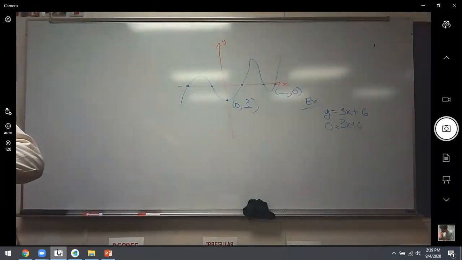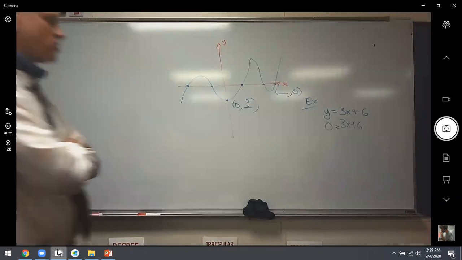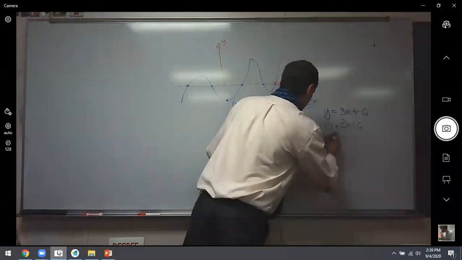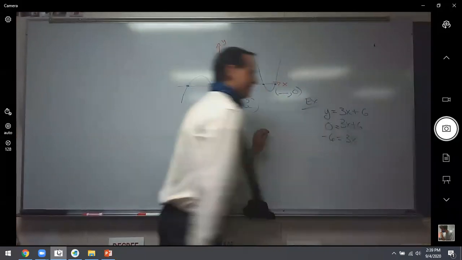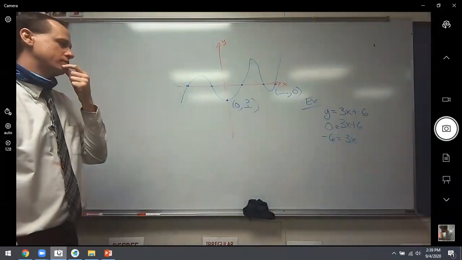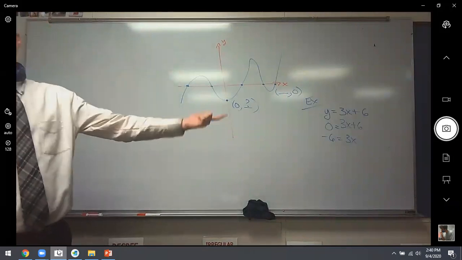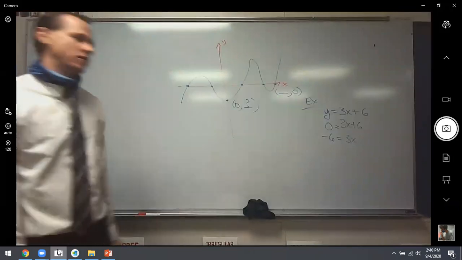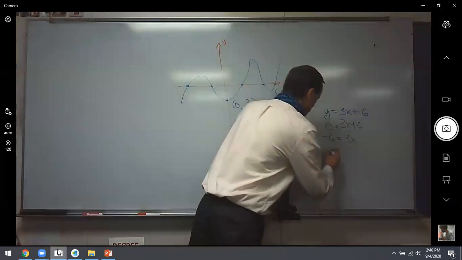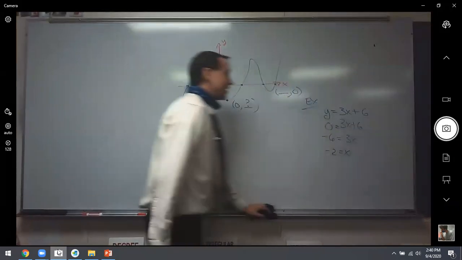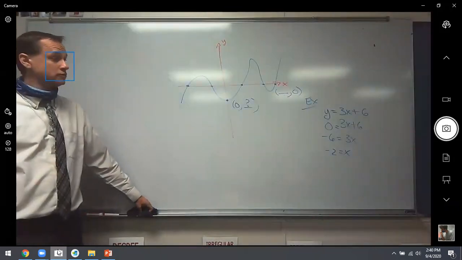You can divide both sides by 3 if you want to right now. You could minus 6 first. Either one's okay. I would recommend probably the minus 6 first. But if you want to divide everything by 3, that's okay too. Because what do you have to do in this step? Divide by 3. So if you divide both sides by 3, negative 6 divided by 3 is negative 2. So I guess the x-intercept is negative 2.